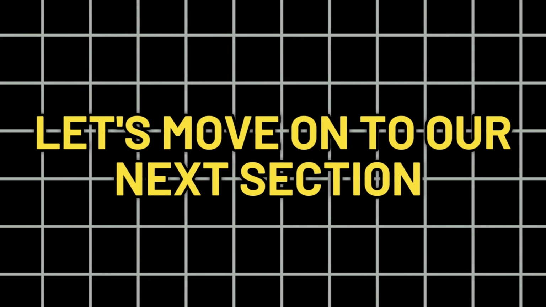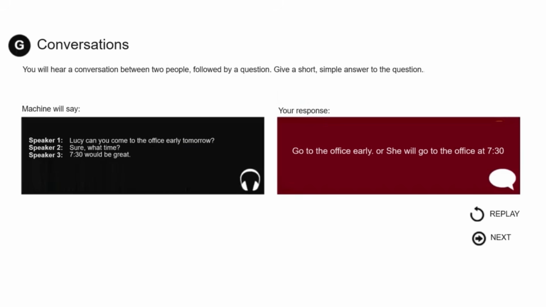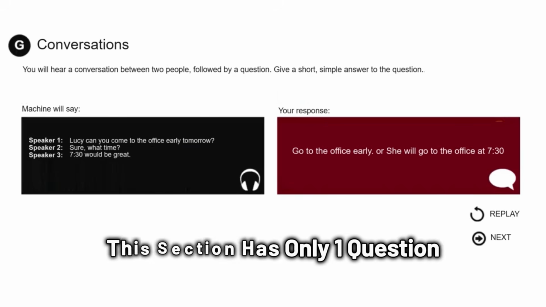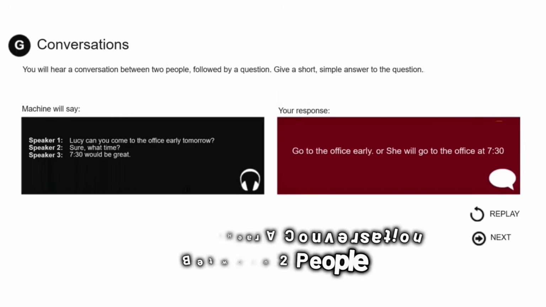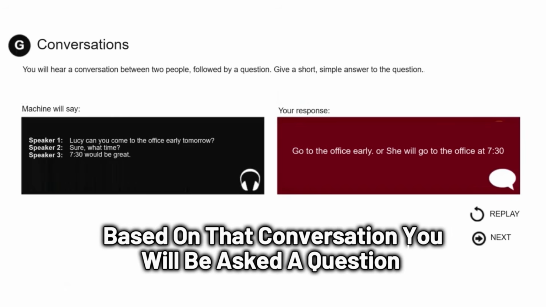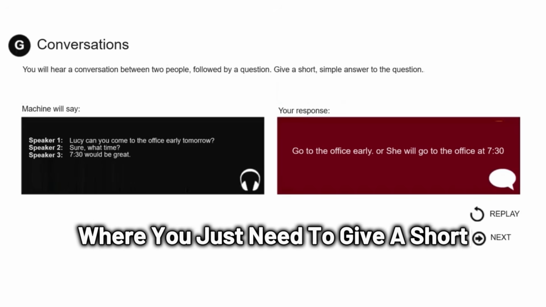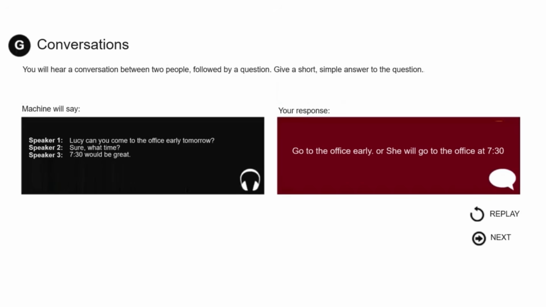Let's move on to our next section, Part G, Conversations. This section has only one question. As the name suggests, in this section you will hear a conversation between 2 people, and based on that conversation you'll be asked a question where you just need to give a short answer. Let me share an example.